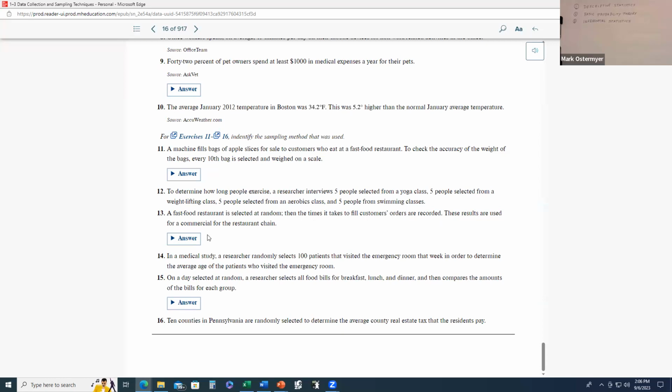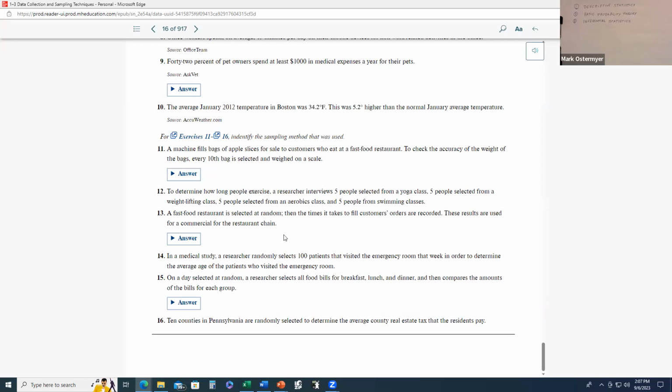They simply randomly select the restaurant among many restaurants in a chain, though, which means that every restaurant in that chain had an equal chance of being selected. Do you agree? What do you think? Anybody think any differently on this one? Instead of just simple random sampling? Is it cluster sampling? Yeah, it could maybe be cluster sampling.